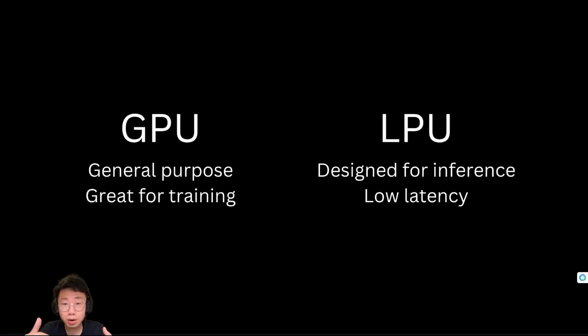So in summary, GPU is like a general purpose processing unit for parallel tasks. It is actually still probably the best option for training AI models, because during the training process, you actually want a lot of parallel task execution. But LPU is a chip designed specifically for inference and sequential tasks to achieve low latencies.